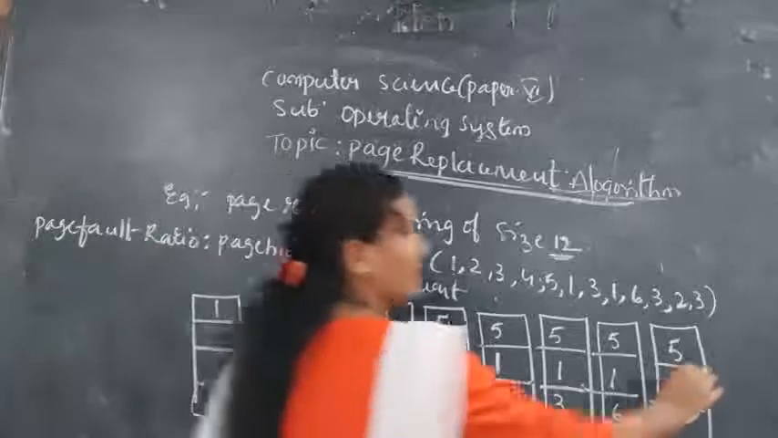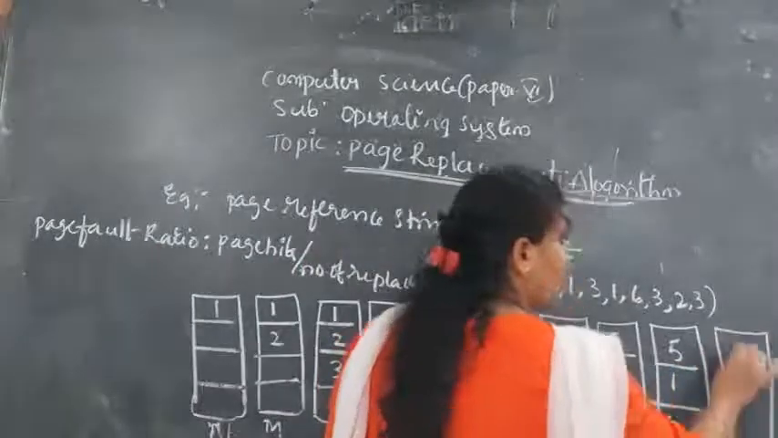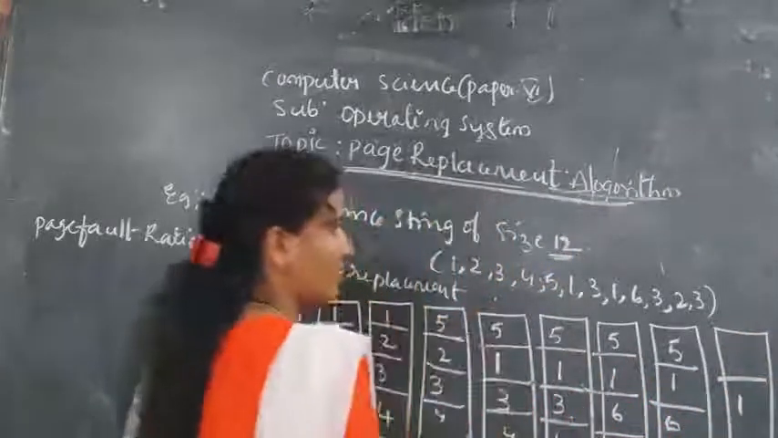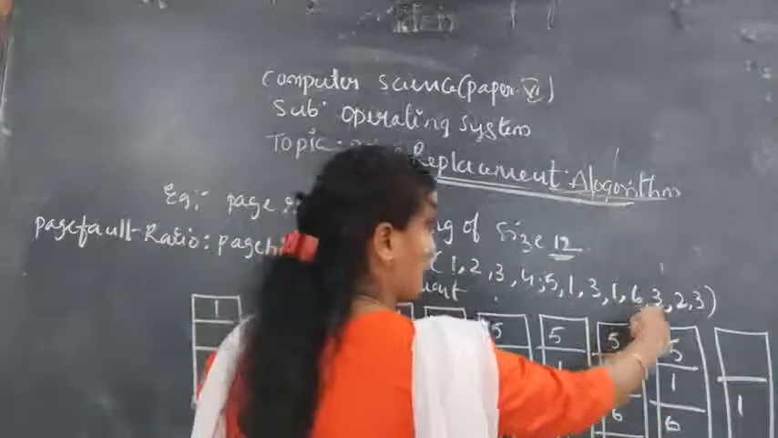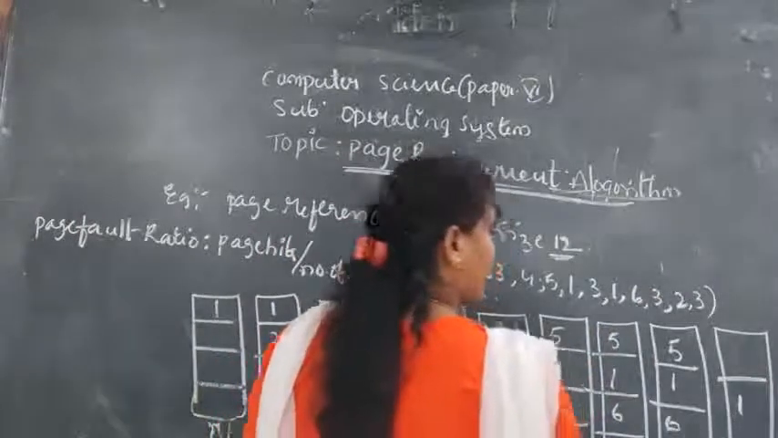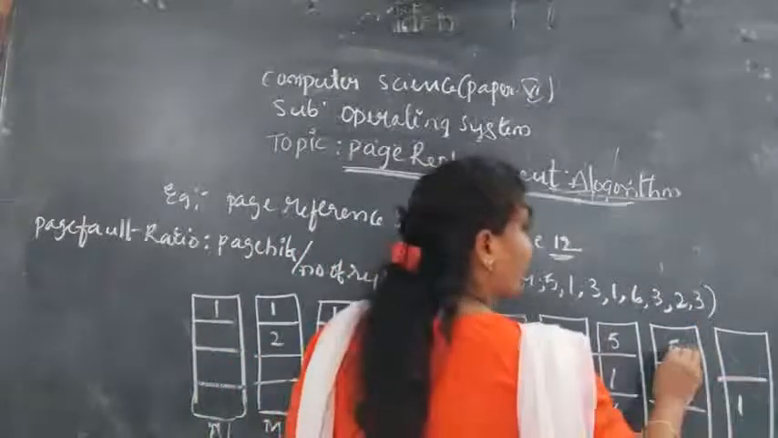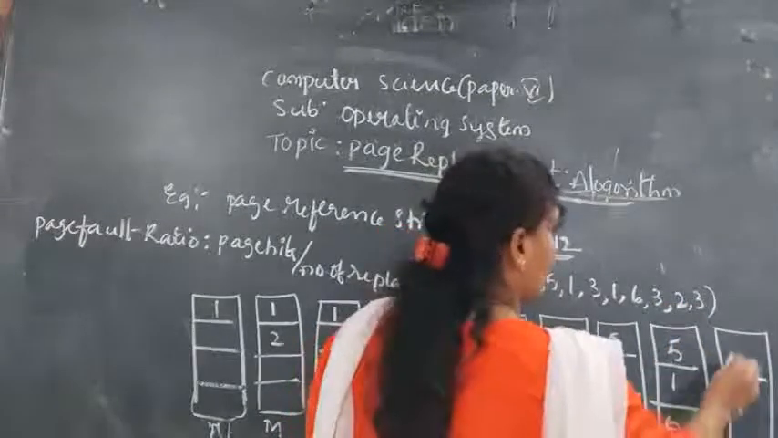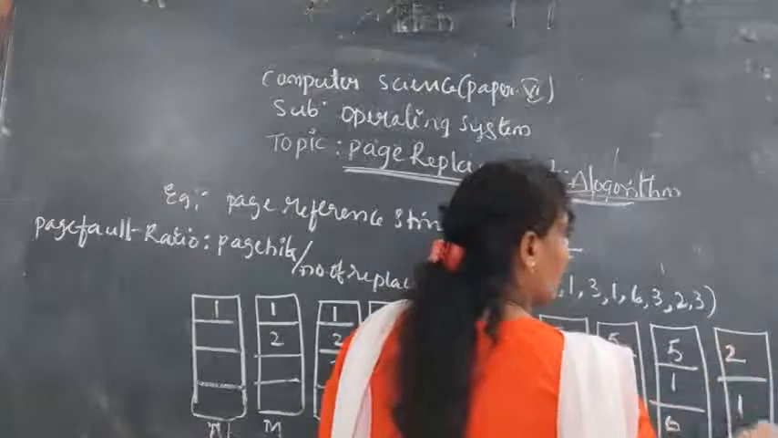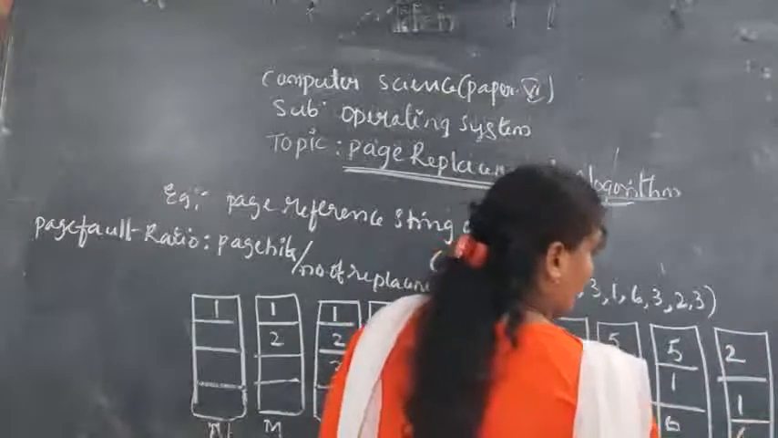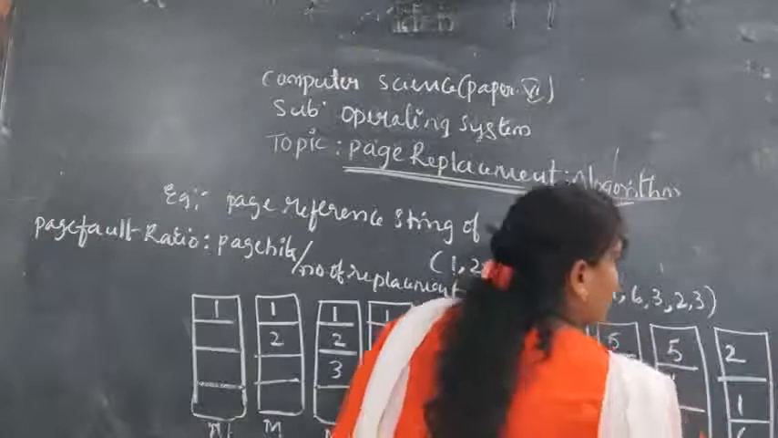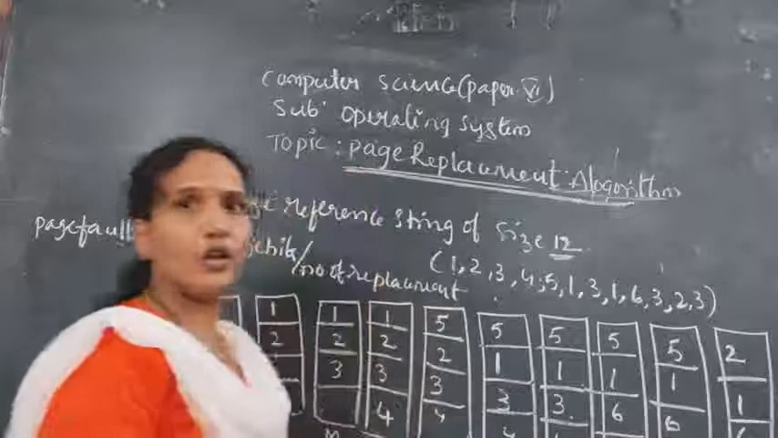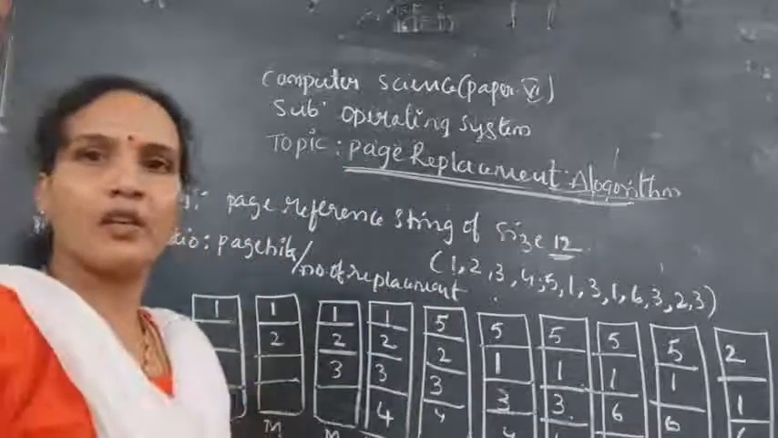Okay. Next 5, 1, not 5. 4 is replaced. 6. After the 6, 3 is there. Here you have a 3. Next, the old page is a 5. In place of 5, you will get 2. 2, 1, 6, 3. Next, 2, 1, 6, 3. Because 3 is already there, no need to replace. Understood?